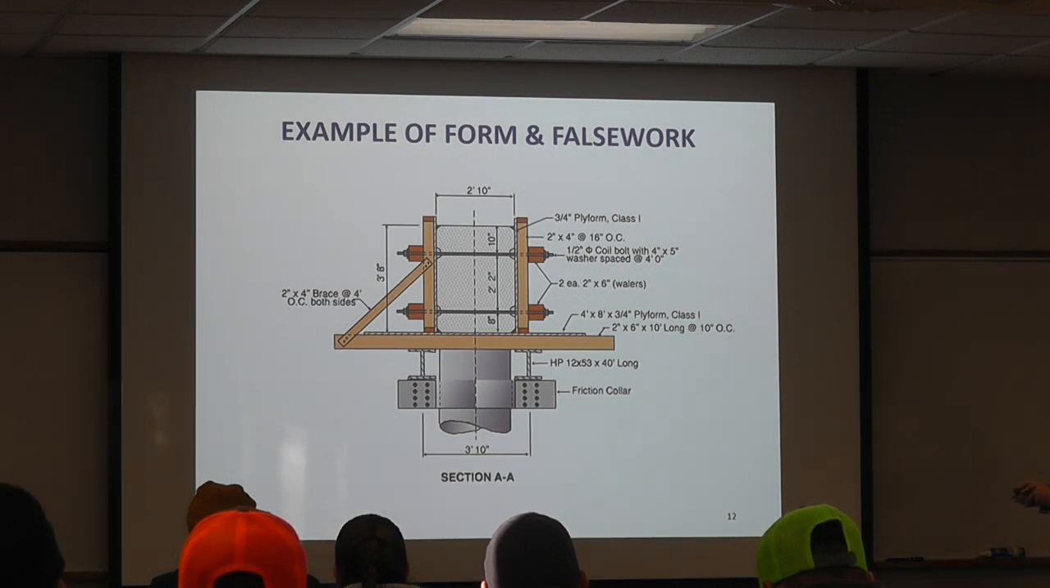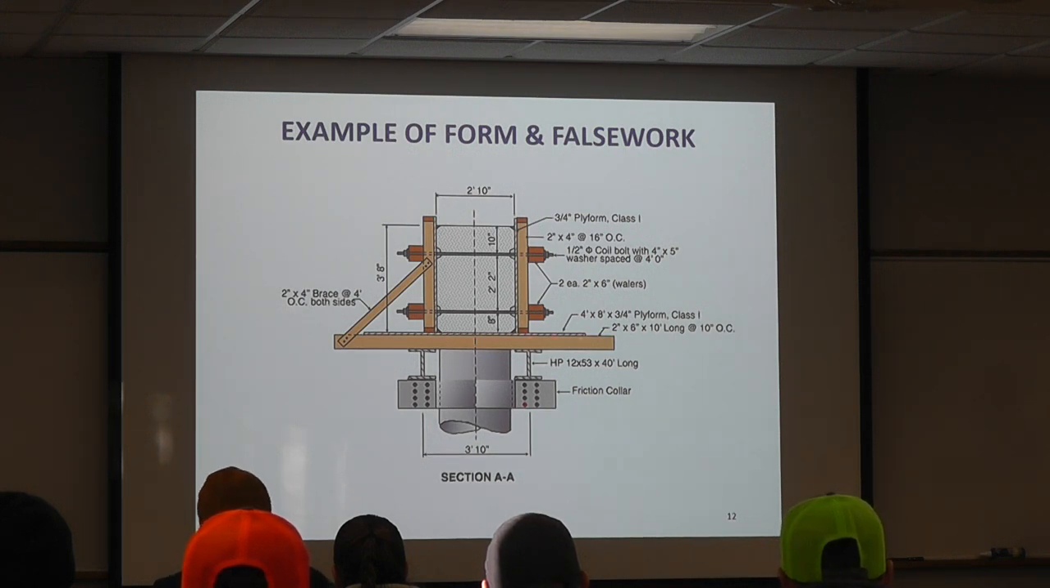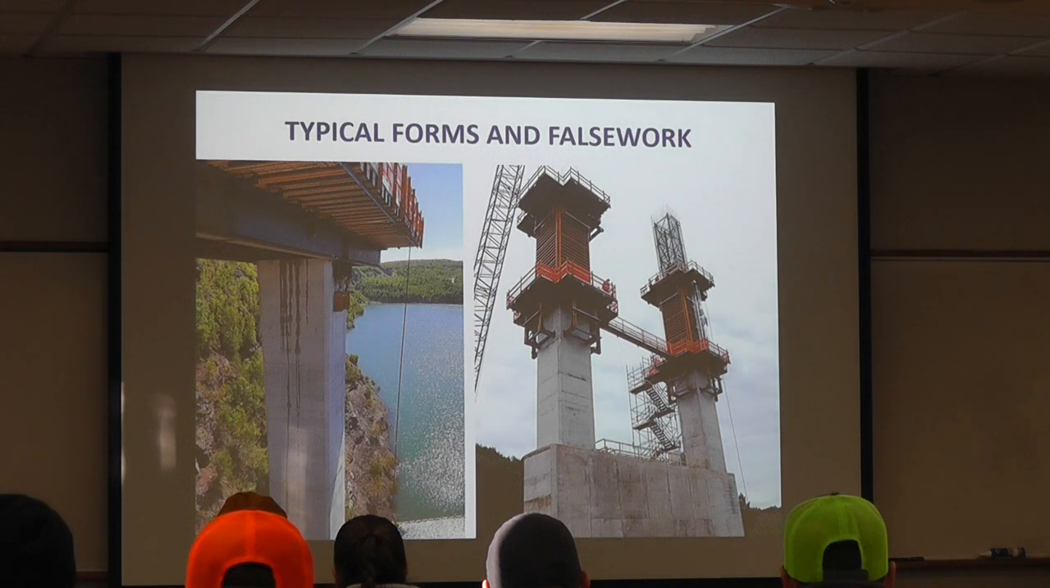So in this case, the contractor said, okay, we have an HP 12 by 53 on top of a friction collar, and there's probably going to be some kind of a bracket that looks like a kind of an odd configuration. And then we put the rest of our formwork up here, and some kind of little stringers, 2x6s that are there. So that's an example of kind of a combined function.